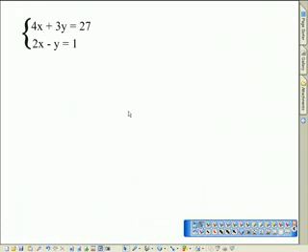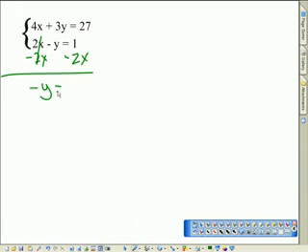All right, I'm looking for a coefficient of 1 or -1. Which one has 1 or -1? The top or bottom? Bottom, right? Here, this y is -1, so I'm going to solve for y. So I do that by subtracting 2x from both sides. And I get -y equals -2x plus 1.